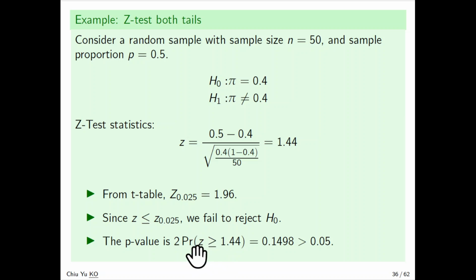Next, look at the p-value. Here the probability of being bigger than 1.44 is 0.1495, so it's bigger than 5%, so we fail to reject.